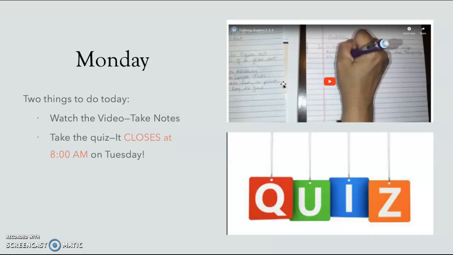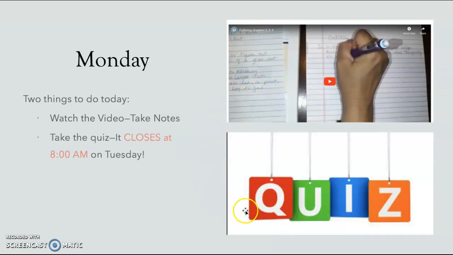So I would like you to have your original assignment handy, whether you print it or just have it up on your screen. That's up to you. But I would like you to have your chapters 2, 3, and 4 study read assignment out and ready so you can be following along with my thinking and remembering what your thinking was happening as you did this assignment. Okay? So that is your very first thing, is to watch and take notes of that video.